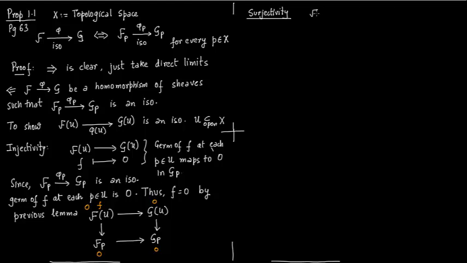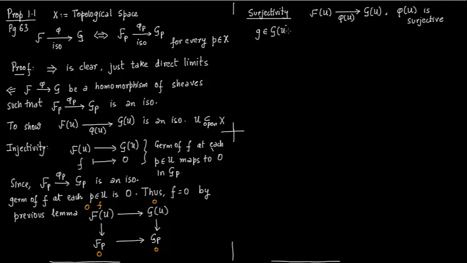We have to show that this map phi of U is surjective, which is a morphism of groups from F of U to G of U. So phi of U is a group homomorphism, or you can just say morphism. This is surjective. So you have to take an element g in G of U and find an element f in F of U which maps to g.